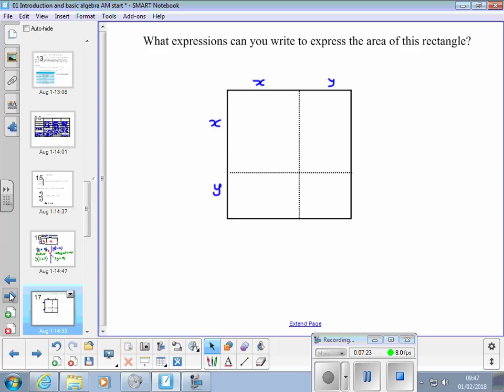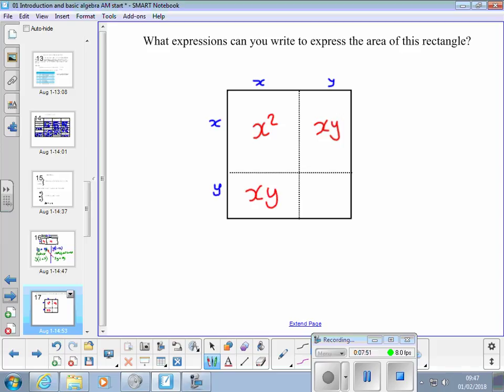In red, let's look at the areas of each of these sub-rectangles. That's one way to do it, isn't it? So that one would be x multiplied by x, x squared. This one is going to be x times y. This one is xy, it doesn't matter what order.